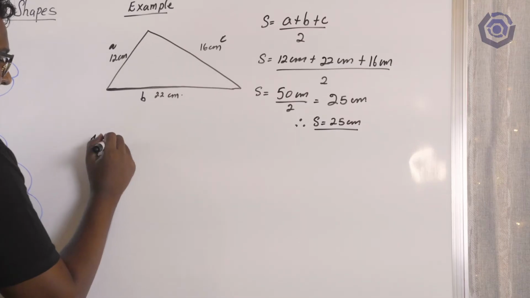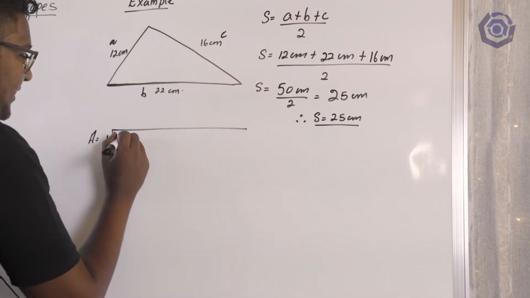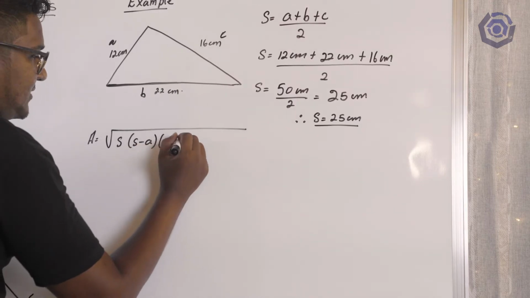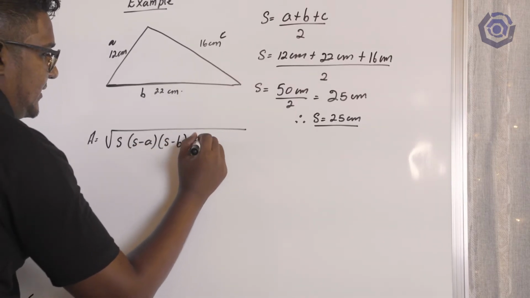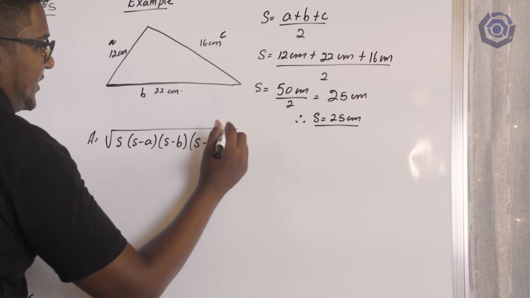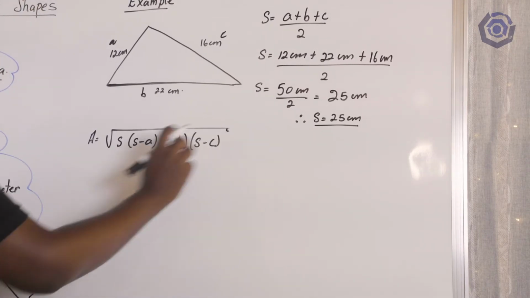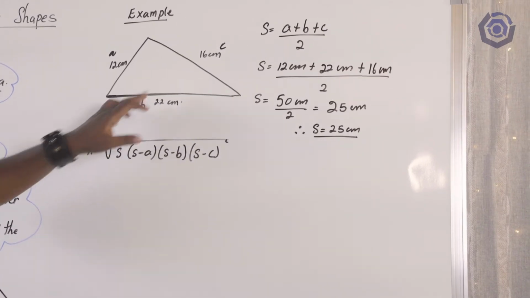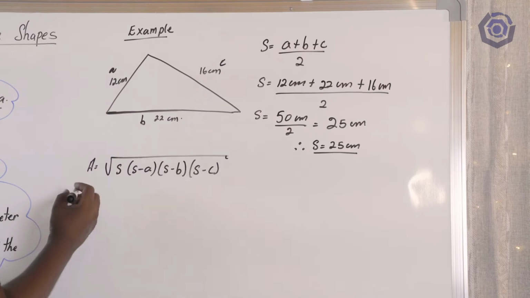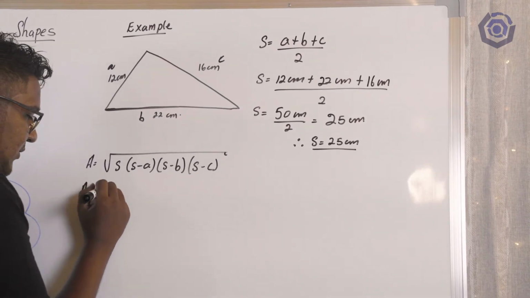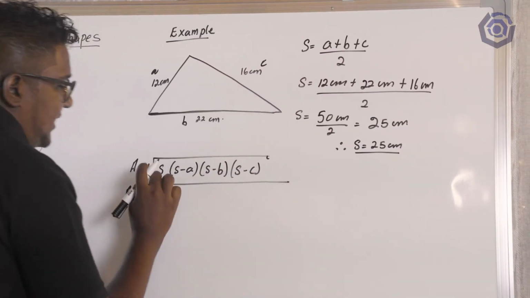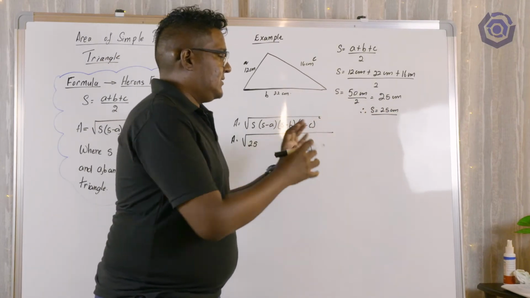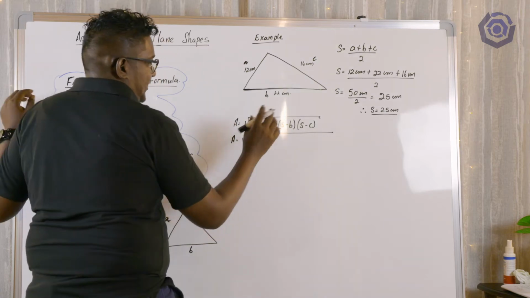So A is equal to the square root of S into S minus A, S minus B, and S minus C. Now wherever S is, we're going to substitute 25, and A, B, and C would be the lengths of our 3 sides. So let's start substituting. A is equal to the square root of S, which is 25. In this step, I'm going to leave out the unit because it becomes a bit too long. So we're just working with our numbers.